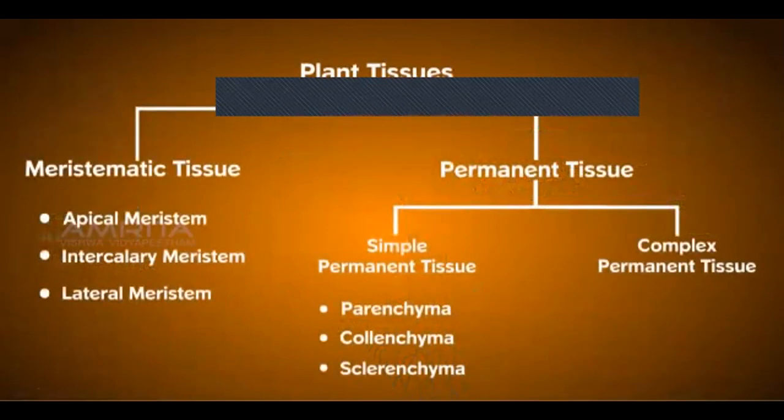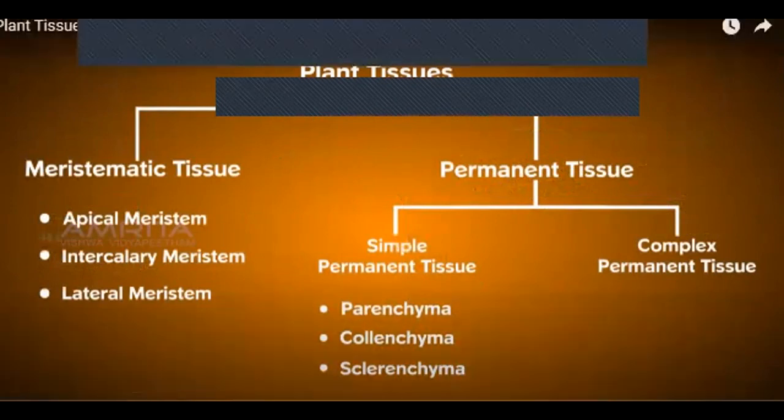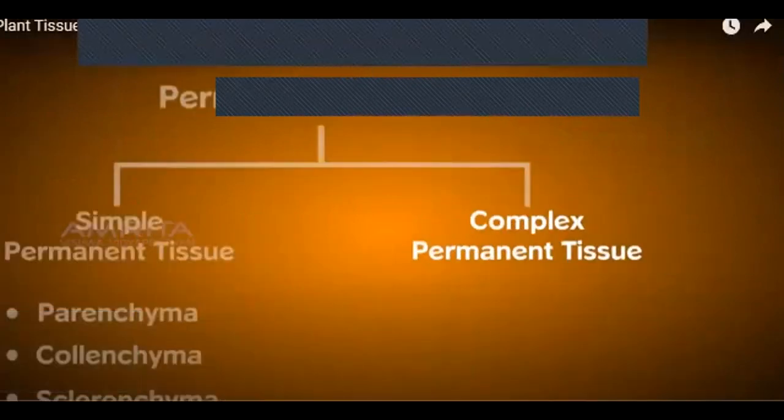We'll now move on to the second type of permanent tissue, the complex. That is not in the given. Okay, so let it be.